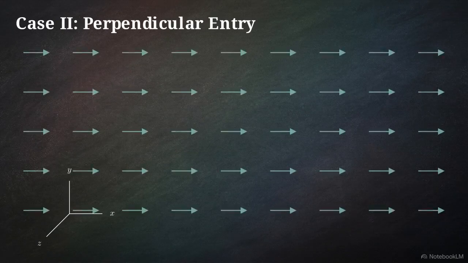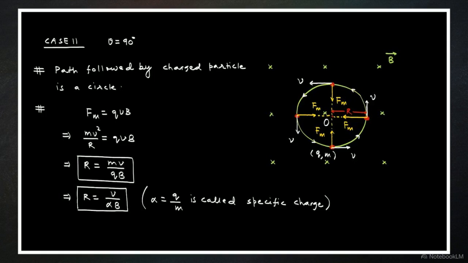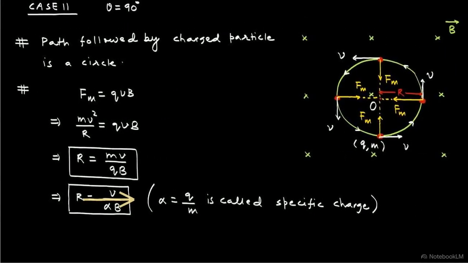Now we test the opposite extreme, case 2, where the particle enters perfectly perpendicular to the field lines, exactly 90 degrees. We represent this inward-pointing field using a grid of x's. At 90 degrees, the magnetic force acts strictly perpendicular to velocity, pulling towards center point O, exactly like centripetal force. Equating the centripetal force equation, mv squared over r, to our magnetic force, qvB, we can isolate the orbital radius, r. Notice the term q over m. We define this ratio as the specific charge, alpha, a fixed material property.